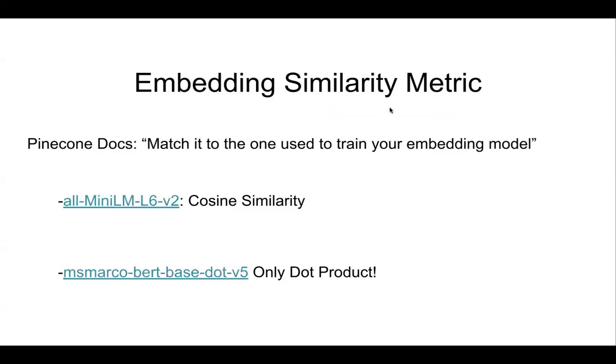So I was poking around a lot in documentation. Pinecone is a vector database company. I was interested in how they recommend matching the embedding similarity metric that you use to the one you use to train the embedding. For example, the first one there is a Sentence BERT, where you're supposed to use cosine similarity, and they recommend that in their docs as well. There's some BERT-based .v5 that apparently you're only supposed to use dot products for.